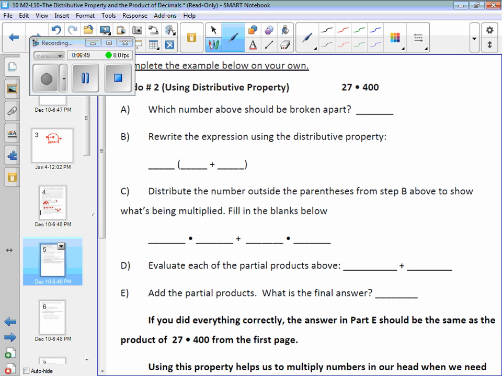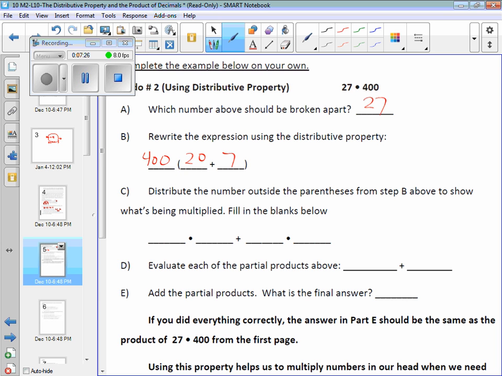Order doesn't matter. 27 and 400, out of those two, which number gets broken up? Right, we don't like numbers that end in anything other than a 0. We call them crooked numbers. We don't want crooked numbers. 0 is our friend. We're going to keep 400 intact. That goes outside. Break up 27. 20 and 7.